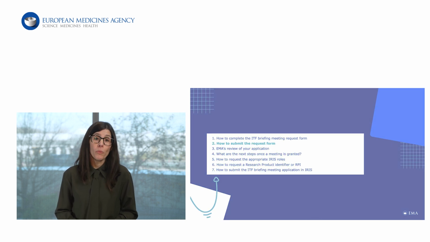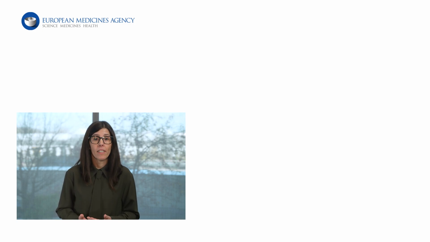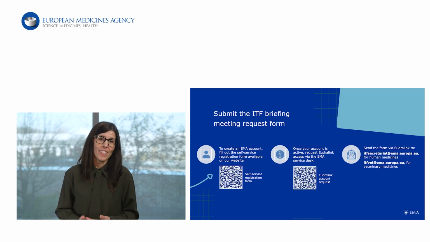Step 2. Submit the request form. You can send the form by email to ITF Secretariat at ema.europa.eu for human medicines and ITF Vet at ema.europa.eu for veterinary medicines. You may also use UdraLink to send the form. UdraLink provides an encrypted transmission to protect your confidential information. To use UdraLink, you will need to create an EMA account by filling out the self-service registration form, available on our website. Once your account is active, request UdraLink access via the EMA service desk.